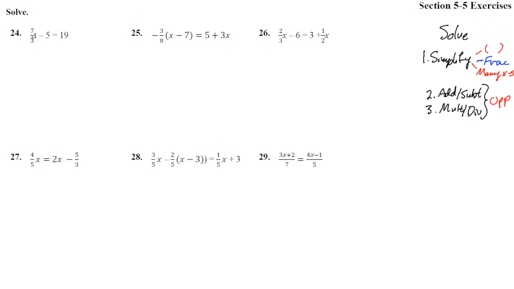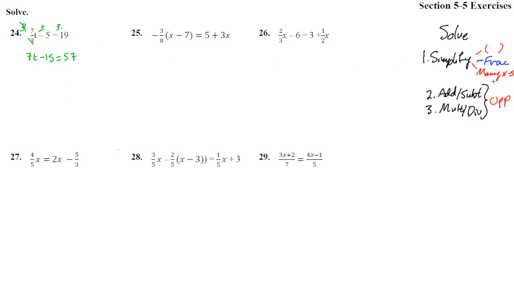Do we have any parentheses? No. Do we have any fractions? Yep, and that's what we're focused on right now. Let's multiply through by the least common denominator. Times by 3, times by 3, times by 3. That's the least common denominator. 3 times 7/3. The 3's cancel and we're left with 7t minus 15 equals 3 times 19 is 57. Oh, look at that. Fractions are gone.